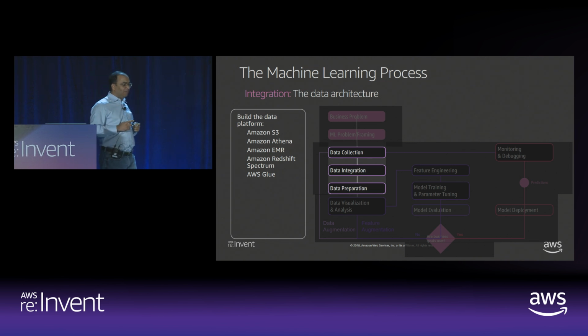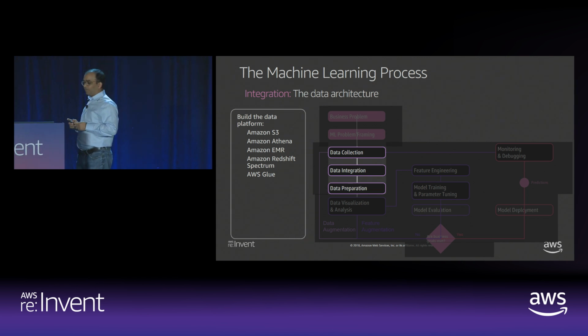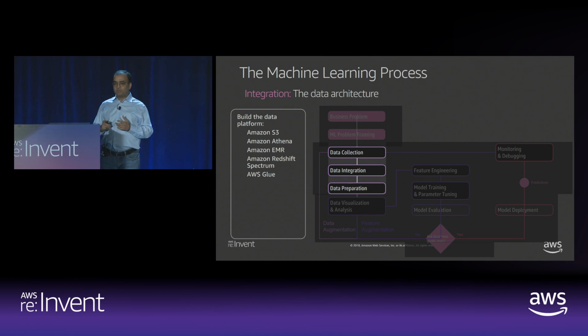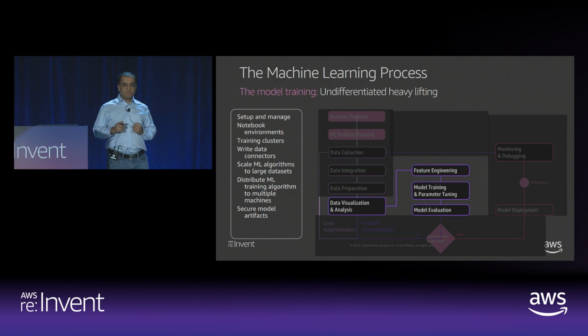So for data collection, in AWS, there are services such as S3, Athena, and then Redshift Spectrum. Then there is a service for ETL if you want to do ETL. So a lot of our customers use those services. Then when it comes to data visualization, a lot of open source tools are available for data visualization.